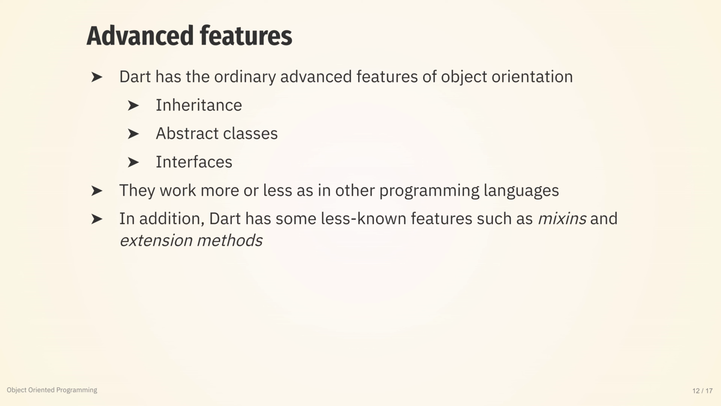Advanced features in object orientation are usually inheritance, abstract classes, interfaces, polymorphism, and so on. And they are also available in Dart. They work more or less like in other programming languages. And in addition to these normal things that we have, Dart also has mixins and extension methods, which we won't look into here, but could well be something to check up later on for you.